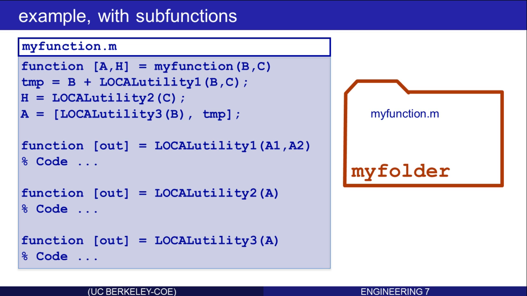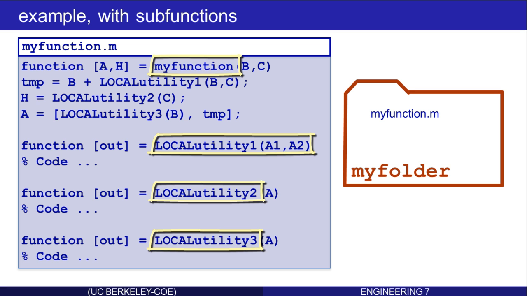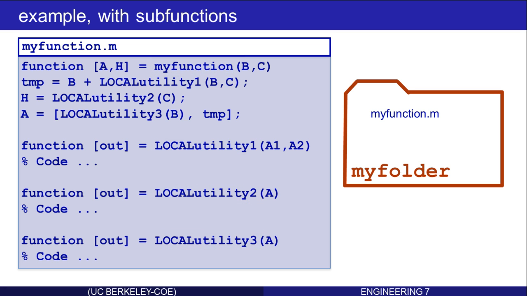In this case, the folder looks like this. There's simply no other files, and all the functionality is contained within myFunction. The drawback is that no other programs can call local utility 1 through 3. Those functions are subfunctions of myFunction and only visible to myFunction and to each other. Let's do an example. We'll talk through the example in PowerPoint and then actually do it in Matlab.